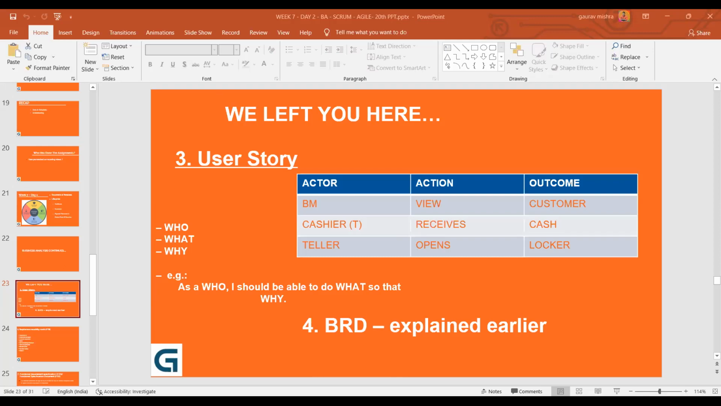What's the T in the parentheses? Is that like Taylor, cashier Taylor? Okay, so cashier or Taylor. Just read cashier. So a cashier receives payment and then gives the change, basically the cash. You have to write the user story, and the format is here in the example. Complete this second row.